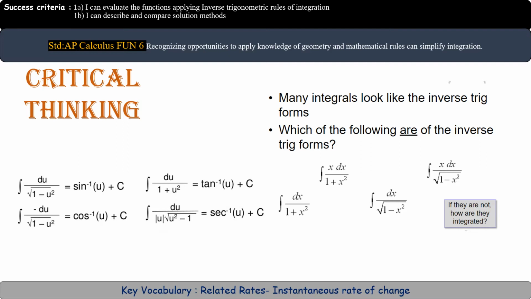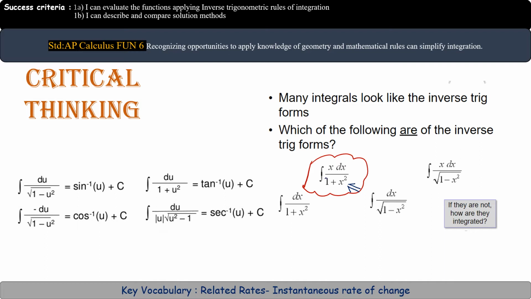First of all, let's do some critical thinking questions. Look at this question. Integral of x over 1 plus x square is given. What is most important? Whenever numerator and denominator are written, I told you in my previous videos to always focus on the denominator and check whether you have a power or not.